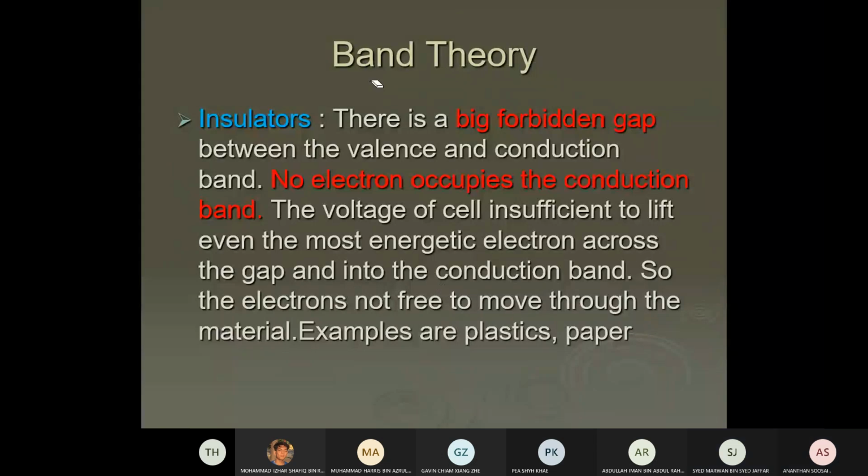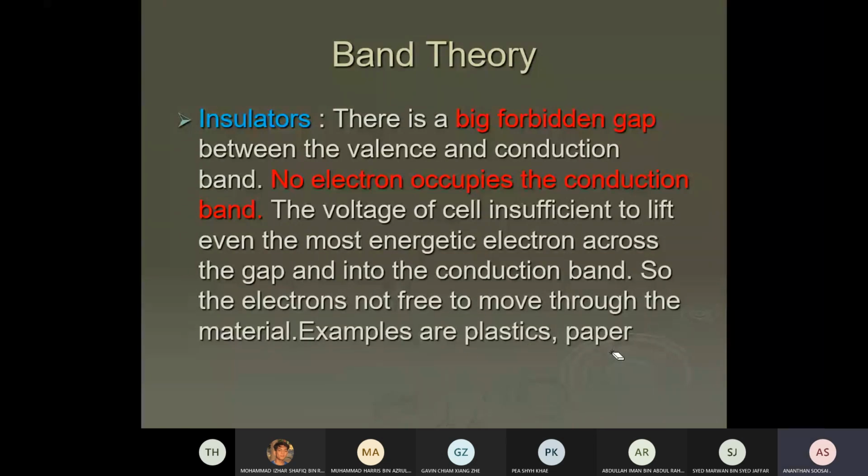Okay. So band theory about an insulator, the one I told you just now: there is a big forbidden gap between the valence band and the conduction band. No electron occupies the conduction band. The voltage of the cell is insufficient to lift even the most energetic electron. So the electron is not free to move through the material, such as plastic and paper, the insulator.